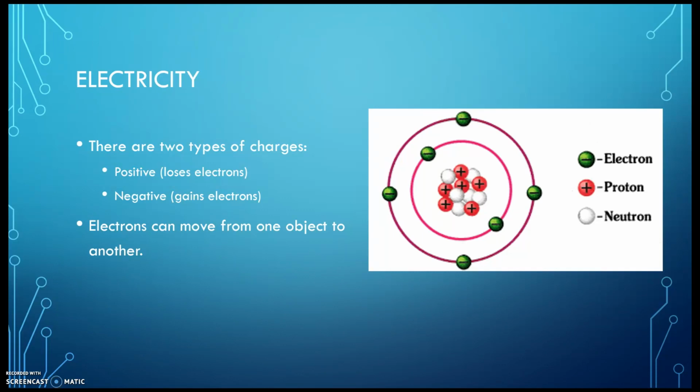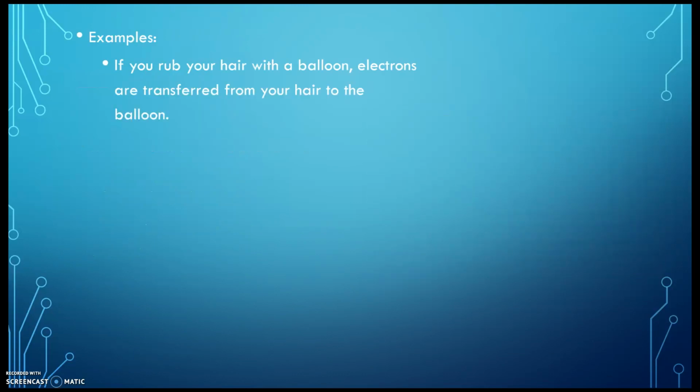So if an object is going to lose electrons, it has more positive protons, giving it a positive charge. If it gains electrons from another object, it's going to have more negative electrons than it does positive protons, giving it a negative charge. For example, if you rub your hair with a balloon, the electrons are going to be transferred from your hair to the balloon.